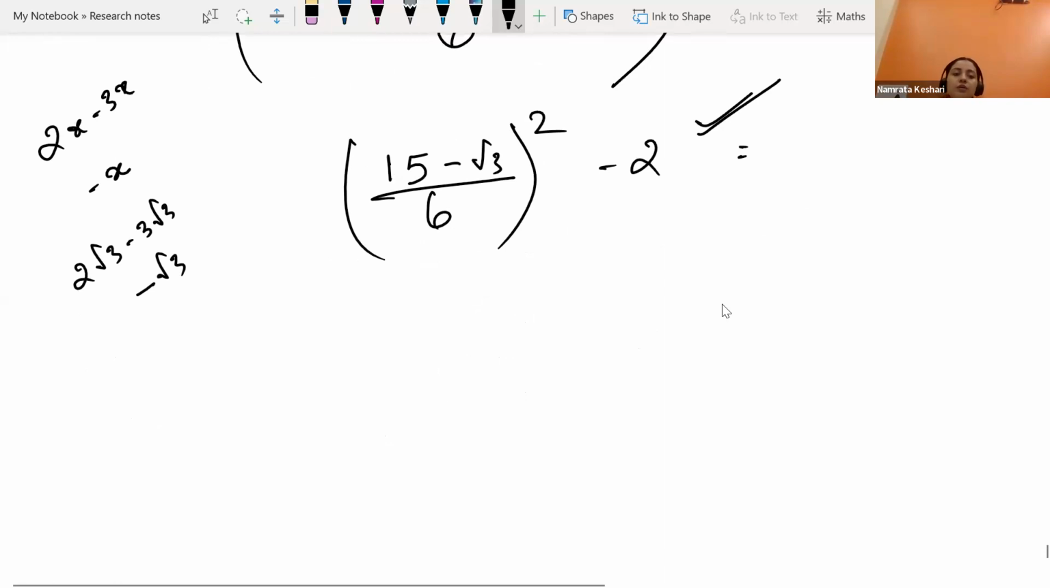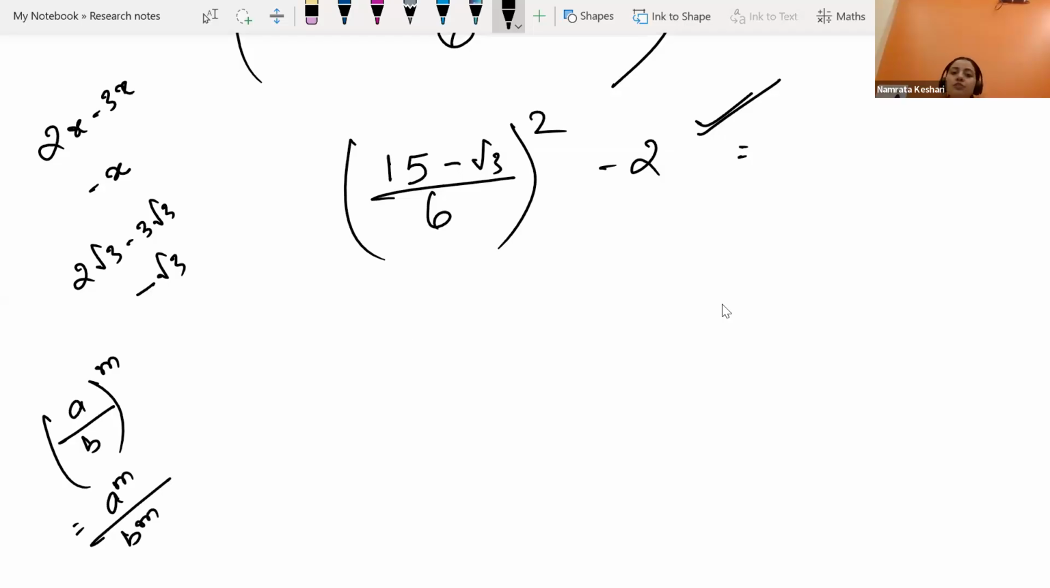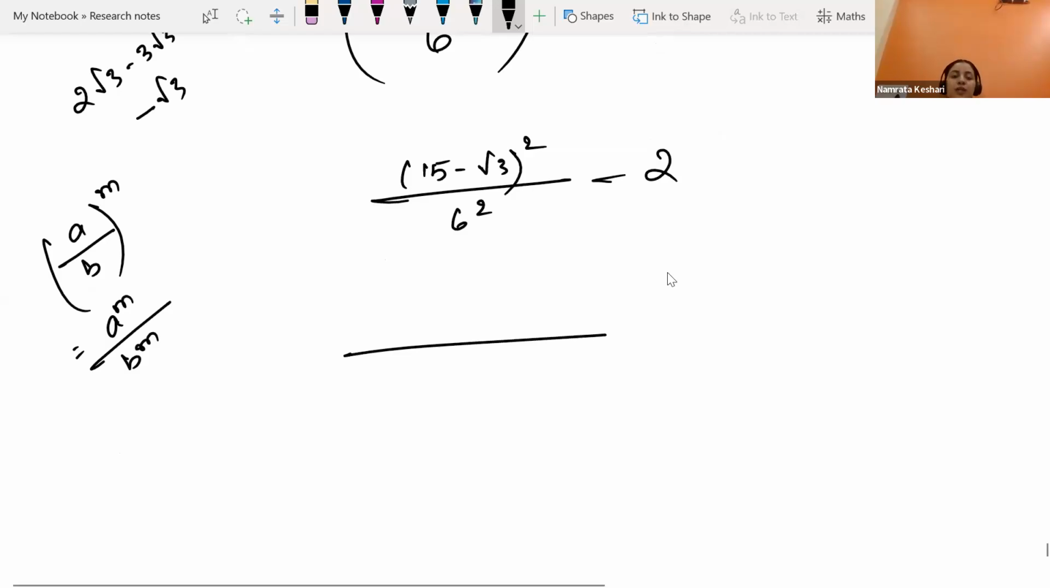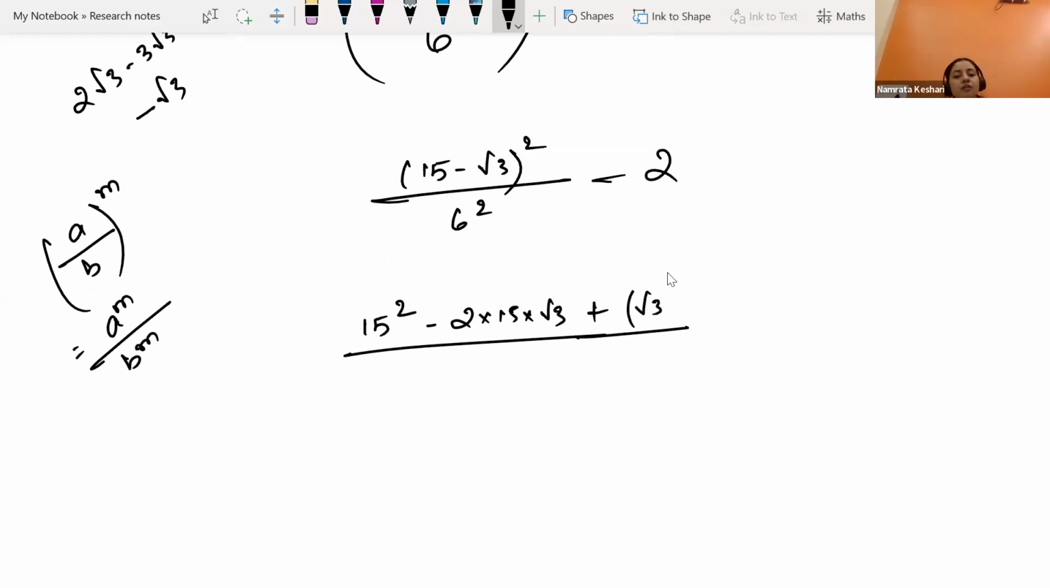So whenever a by b is having a power, the exponent rule says to distribute the power to a also and to b also. So we will be having 15 minus root 3 whole square and 6 square minus 2 as it is. Then a minus b whole square is there, so a square minus 2ab plus b square. However, whatever simplification we do here, that much calculation will not be possible.